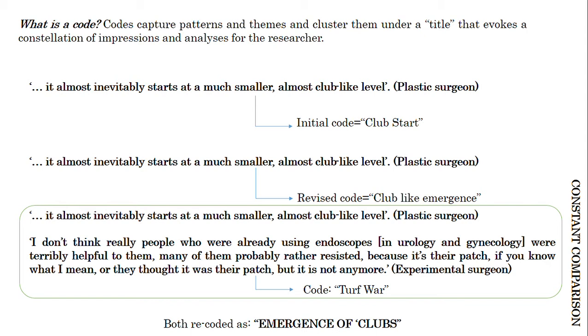So let us look at the traditional definition of codes. It says that codes capture patterns and themes and cluster them under a title that evokes a constellation of impressions and analyses for the researcher. This definition, drawn from the literature, suggests that a code is basically a cluster, a pattern of themes that helps you synthesize an understanding of what is happening in the field when you collect data. So codes are a collection of themes that represents an activity, an identity, a behavior, an attitude, or just a phenomenon.